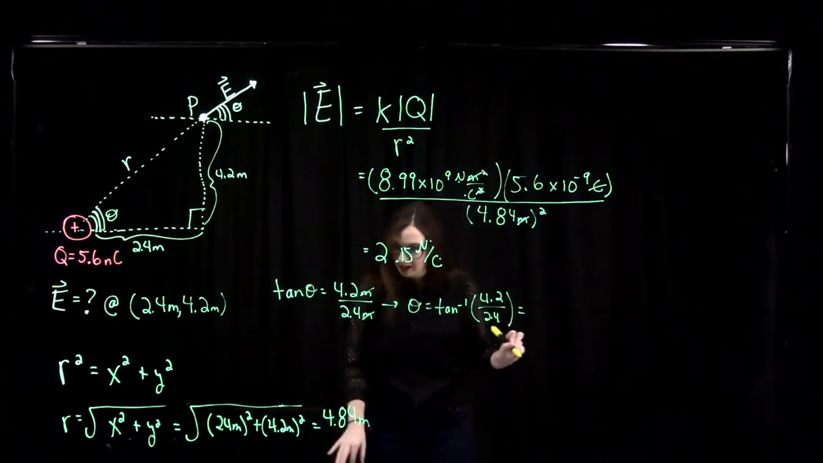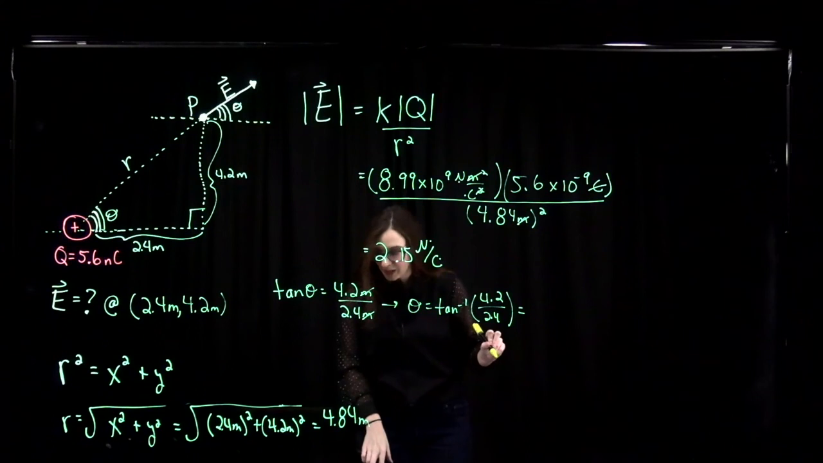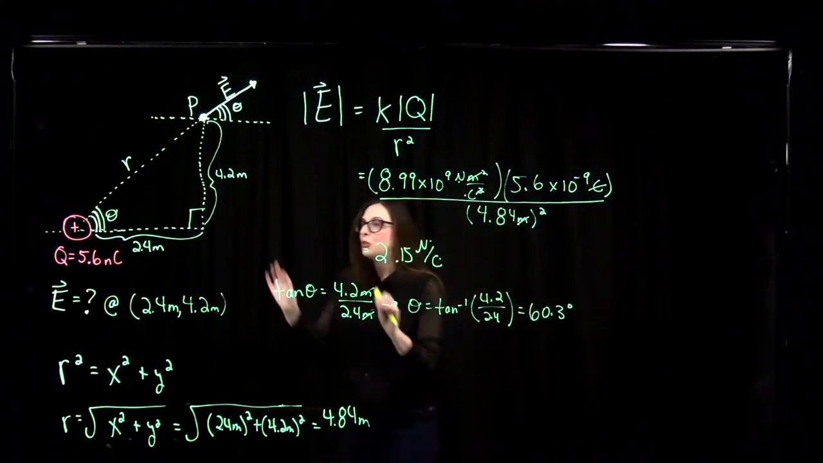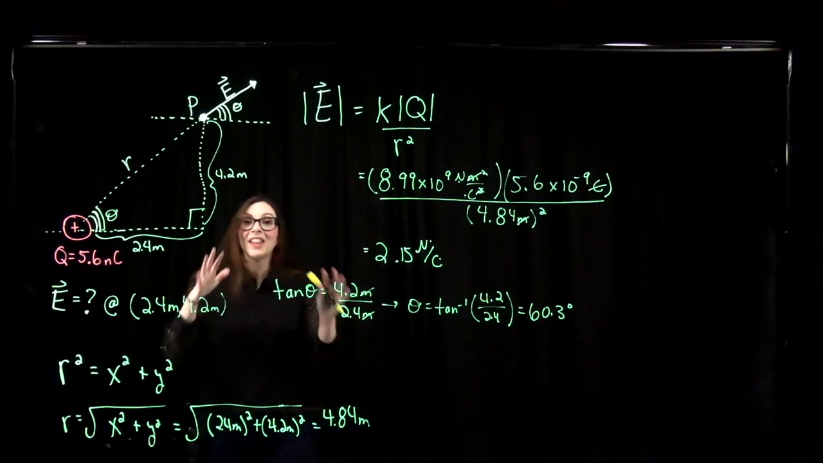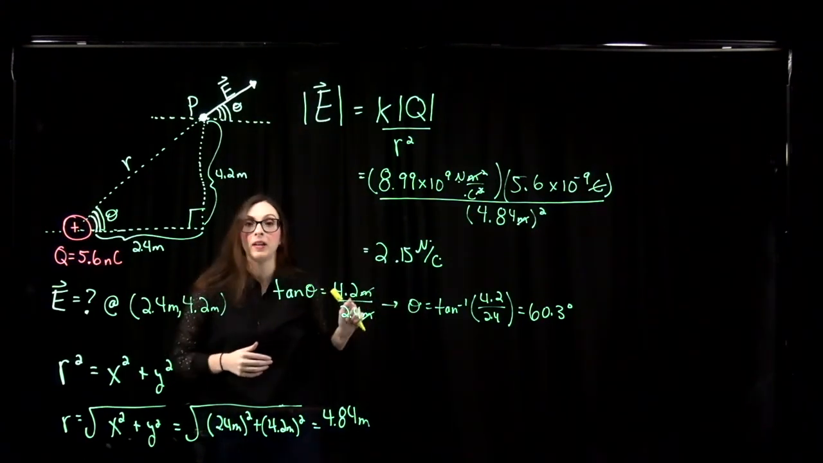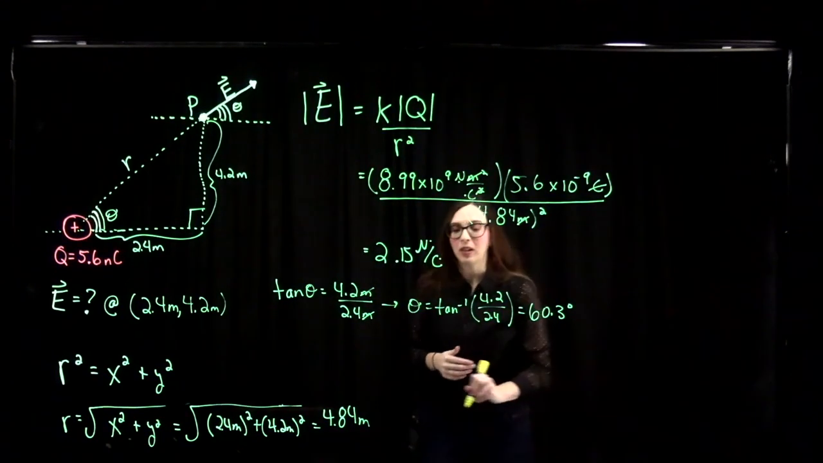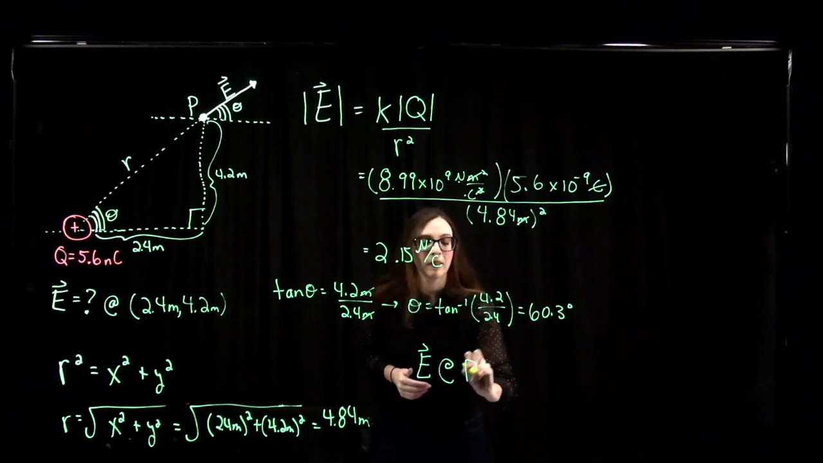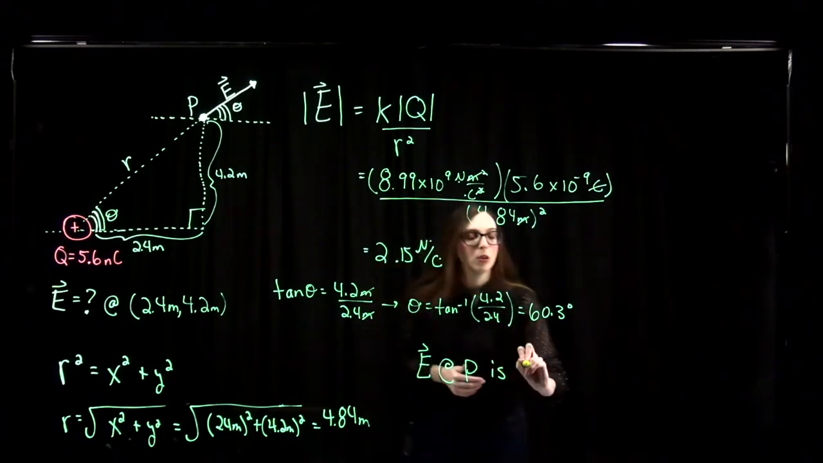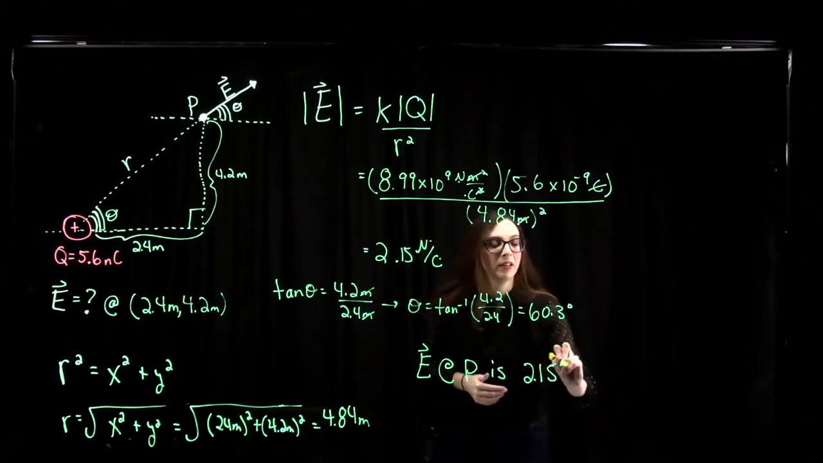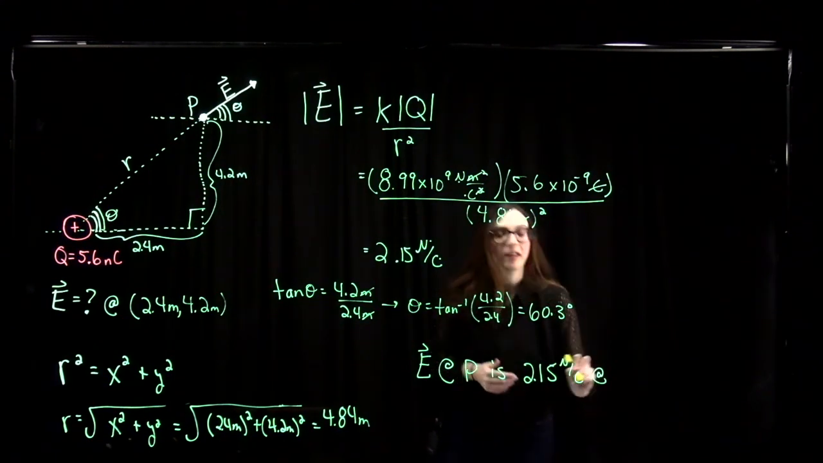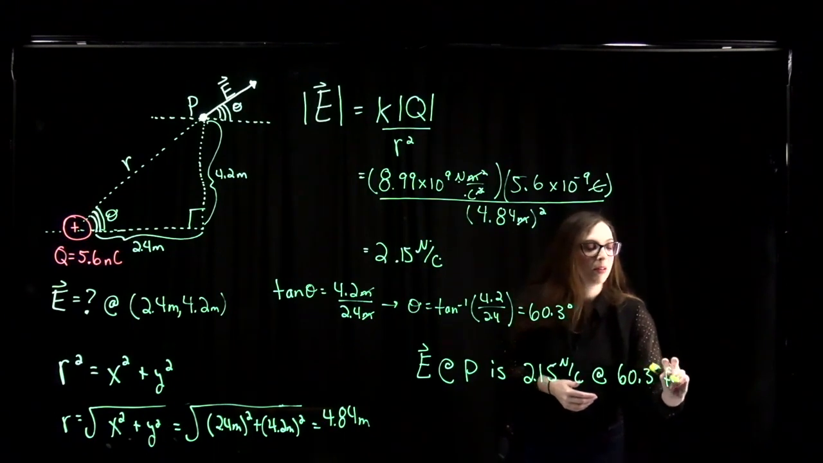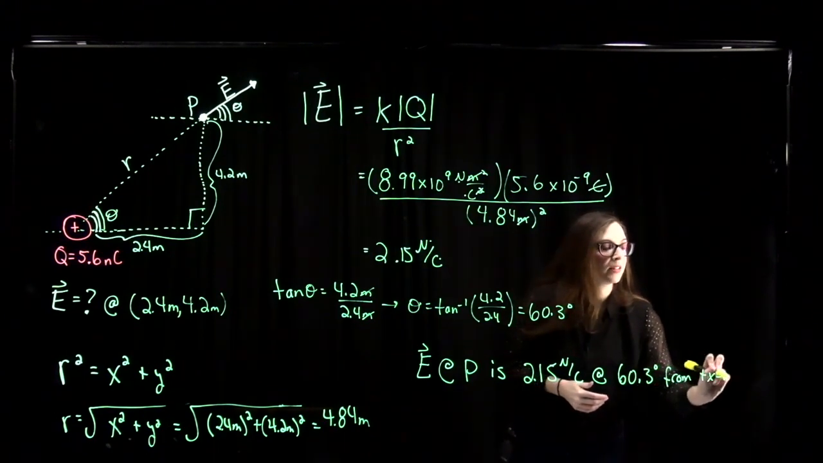And that gives me an angle of 60.3 degrees. So to fully report the electric field here at point P, we would say that the electric field at point P is 2.15 nanocoulombs at an angle of 60.3 degrees from the positive x-axis.